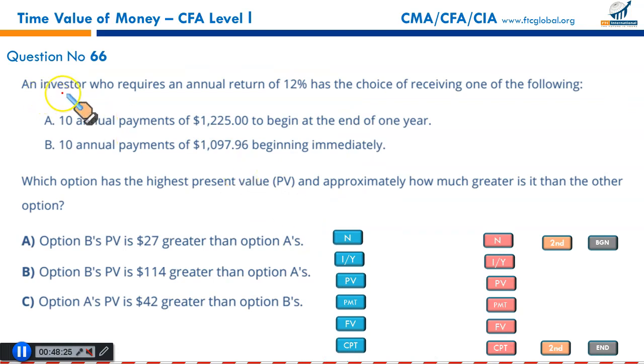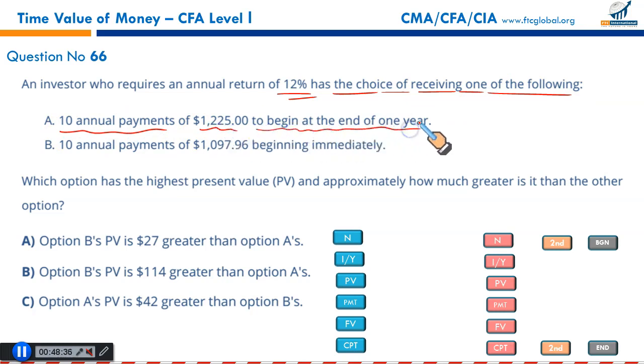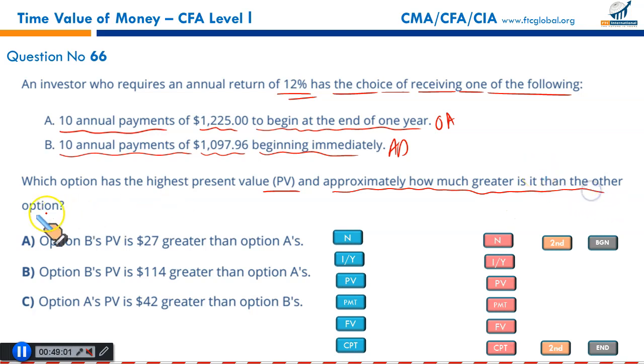Next, question 66. An investor who requires an annual return of 12% has the choice of receiving one of the following: 10 annual payments of $1,225 to begin at the end of each period, or 10 annual payments of $1,097.96 beginning immediately. Clearly this is an annuity due and this is your ordinary annuity, and you will have to calculate the present value of both and select the one that is giving you more present value, or select the suitable option. So which of the options has the highest present value, and approximately how much greater is it than the other option? Let us first do the one with the annuity due.